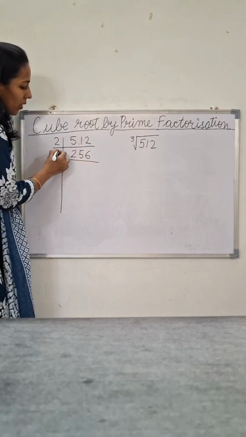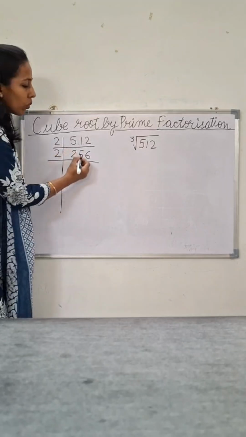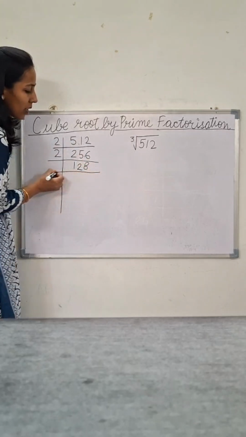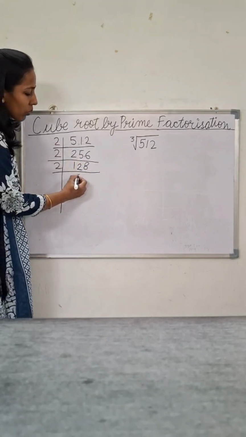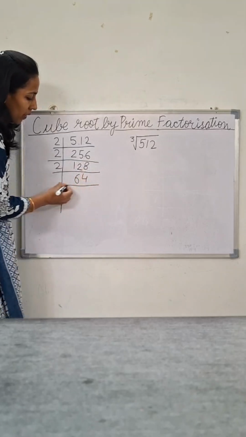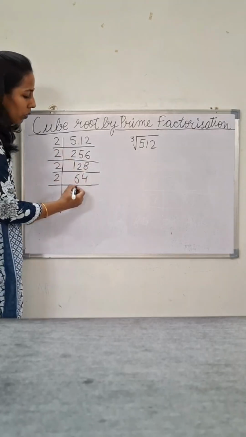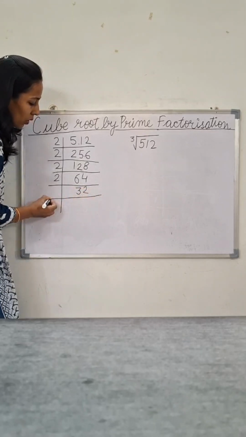Now again this is an even number. So let's divide it by 2. 2 1s are 2, 2 2s are 4, 1 left, 2 8s are 16. Again this is an even number. So divide by 2. 2 6s are 12, 2 4s are 8. This is an even number. Divided by 2. 2 3s are 6, 2 2s are 4.